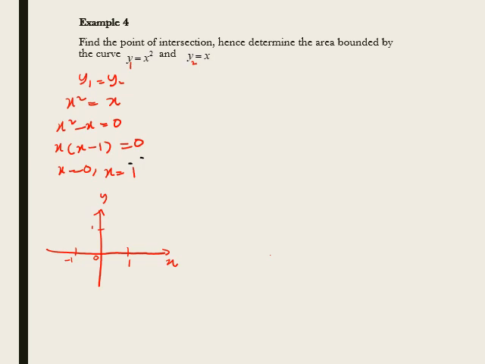Let us sketch y2 first. y2 is a straight line that goes through the origin, so this is y2 equals x. And y equals x squared is y1. If x is 0, y is 0. If x equals 1, y equals 1 too.